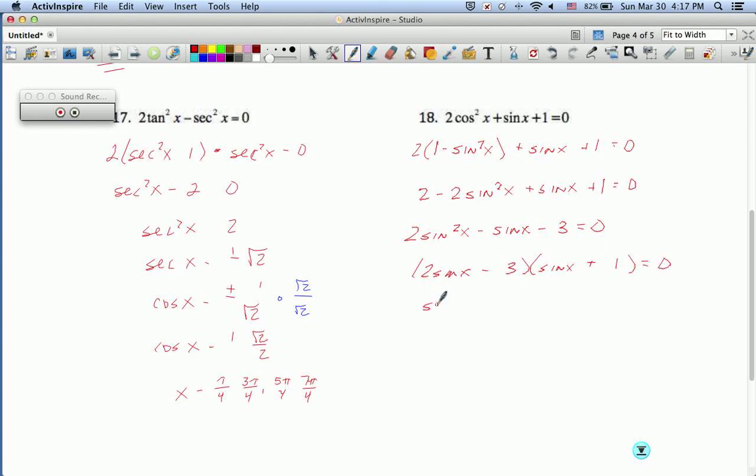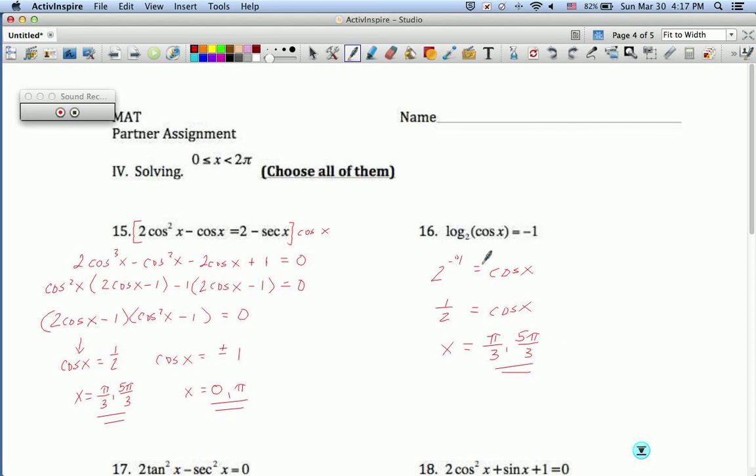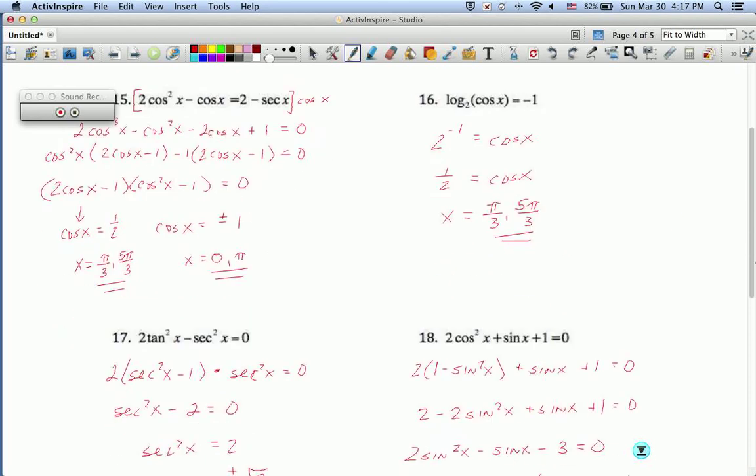So this tells me that sine equals 3/2. Well, that is impossible, so I get nothing from there. And this tells me that sine equals negative 1. I know that occurs at the bottom of the circle at 3 pi over 2. And there you have it. I'm going to go forward and backwards as some of this stuff disappeared, so you get a final glimpse of all the correct answers and everything that goes with them.